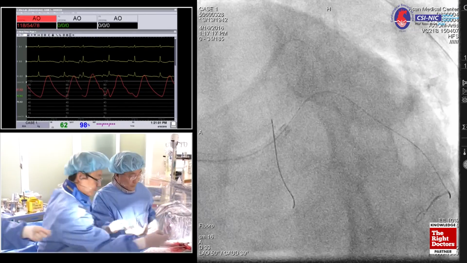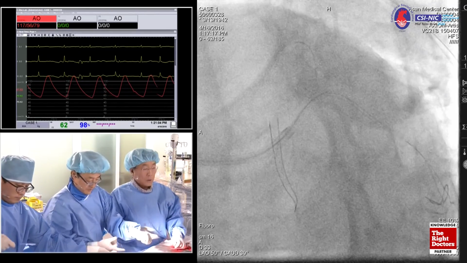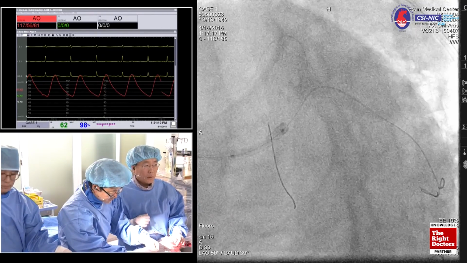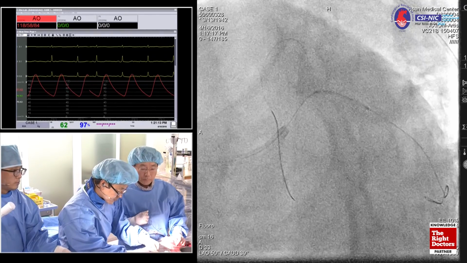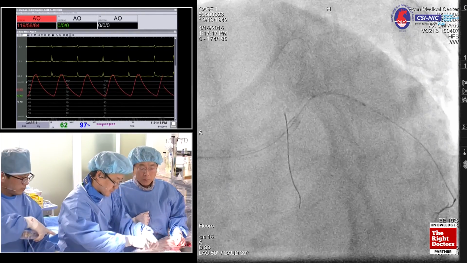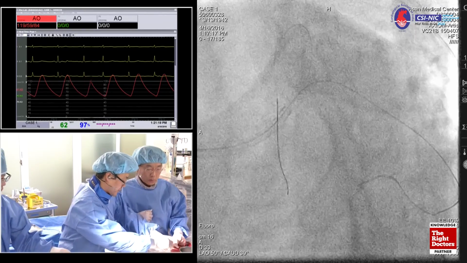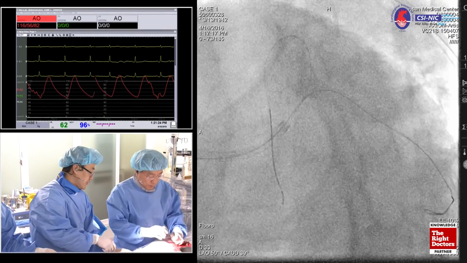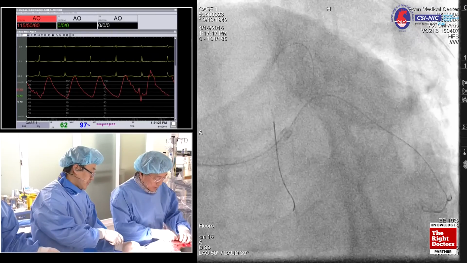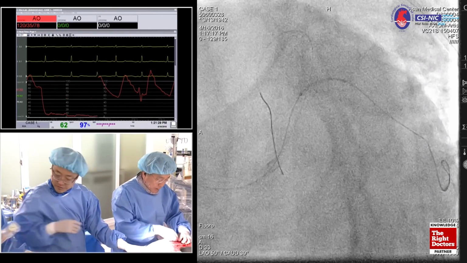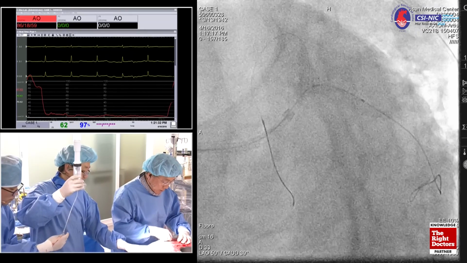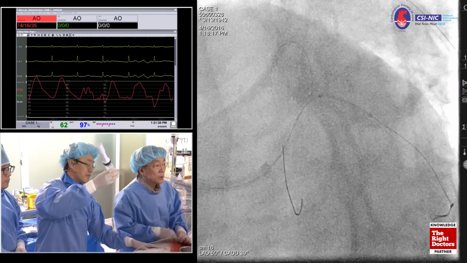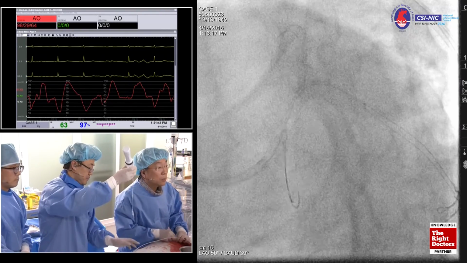I placed the balloon in the LAD side as a kind of safety for the final kissing balloon inflation. I prefer this, all right. There's a big wing after the collapsed balloons. However, I want to try that. 3.5? Yes, 3.5. Okay, good. And 3.5, previously we used the non-compliant balloon for the LAD.